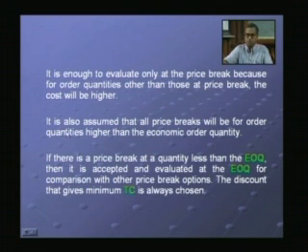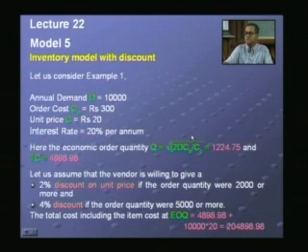It is also assumed generally that all price breaks will be for order quantities higher than the economic order quantity. For example, in this problem the economic order quantity was 1224.75. We did not assume any discount at the EOQ. We assumed that there is a discount at quantity 2000 and 5000, which are higher than the economic order quantity. So, whenever the discount is for quantities higher than the economic order quantity, it is enough to evaluate the impact of the discount only at the points at which there is a price break.